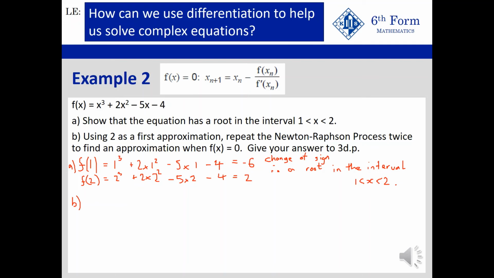And we're going to have to differentiate before we're able to use that. So first job is going to be to work out f dashed of x. So f dashed of x is going to be 3x squared.